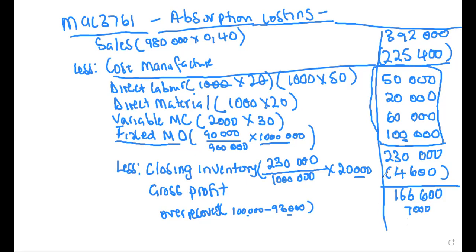What are we going to do with this 7,000? I think we have to add it. Yeah, to our profit. Can you explain why so that others can hear? Why do we have to add it? Because we over absorbed more. We absorbed more than we paid for, so fortunately it's going to be an advantage to us because we paid less and we absorbed more.